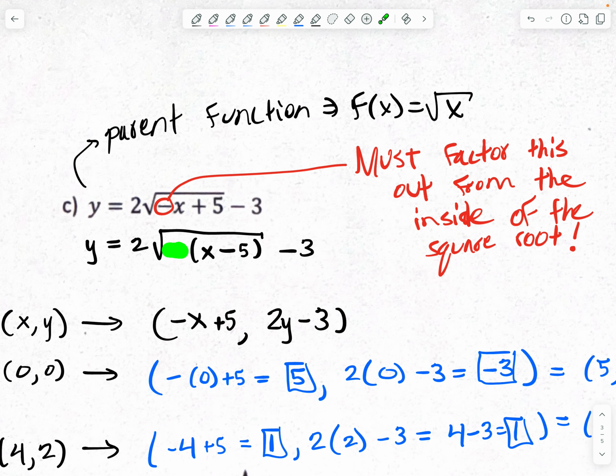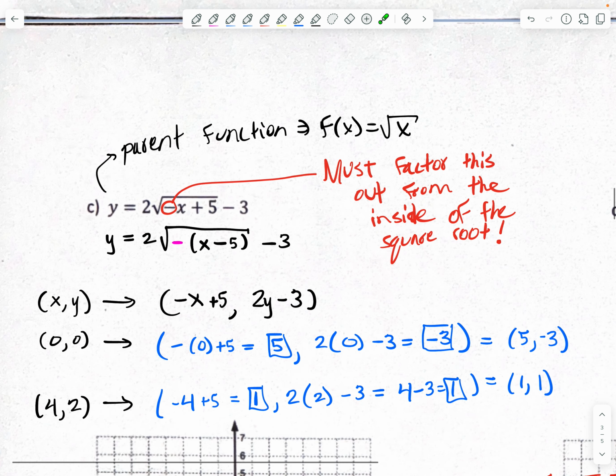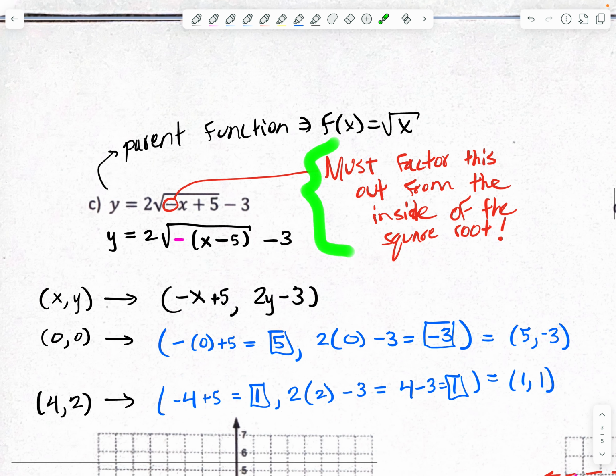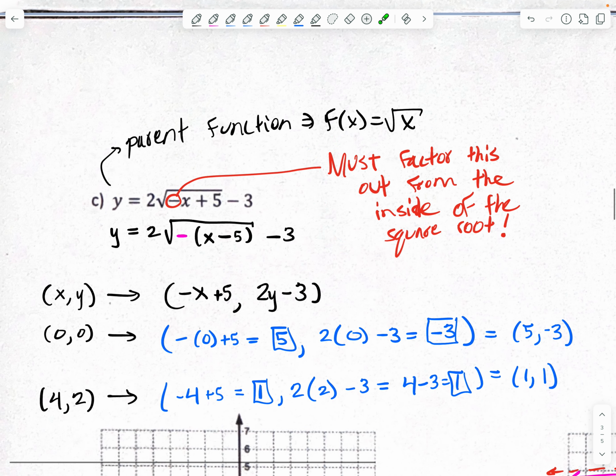So that's why I have to factor out that negative there from both terms, okay? So that's what that says right here. And now I can apply the mapping rules, right? This is a stretch of 2 vertically, hence it's affecting the y. And then these are horizontal, so I'm going to stick with vertical. There's a shift down 3. So right here, that's the vertical transformation.